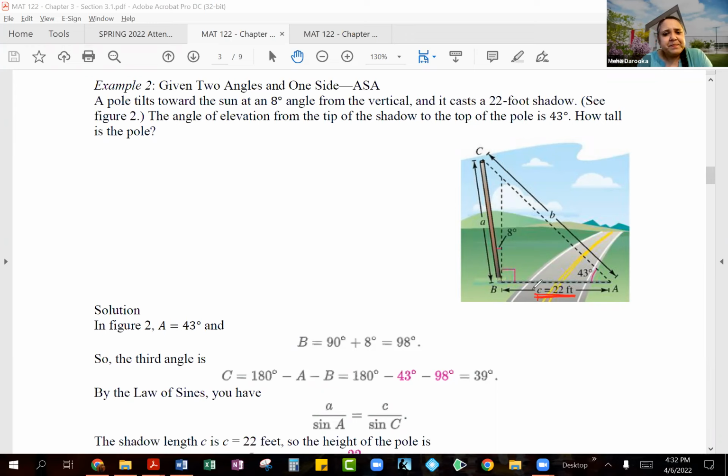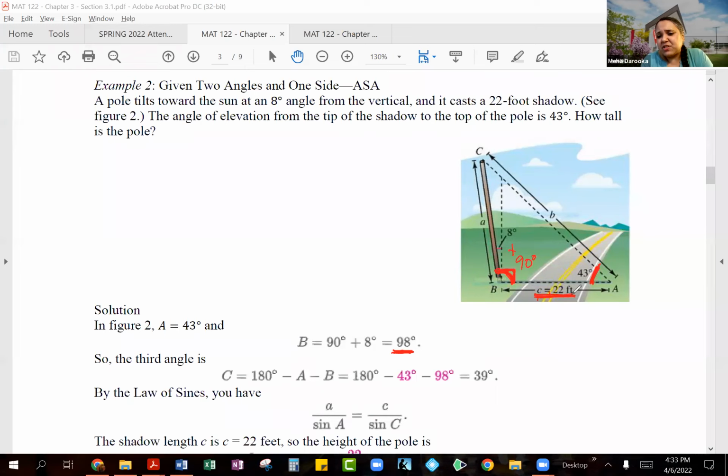So they're saying the angle of elevation from the tip of the shadow to the top of the pole is 43. So that's this angle right over here. They want to know basically how tall the pole is. So since we know that the pole is making this 8-degree angle from the vertical, well, we know this side here is going to be a 90-degree angle. So when we take that 90 degrees and add the 8 degrees, you are actually getting angle B as 98 degrees. So that will be this angle over here, comes out to be 98 degrees. We have angle A given to us as 43.